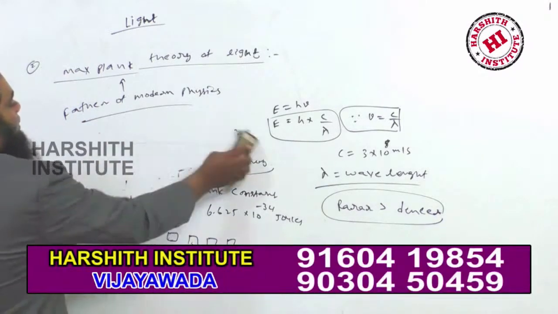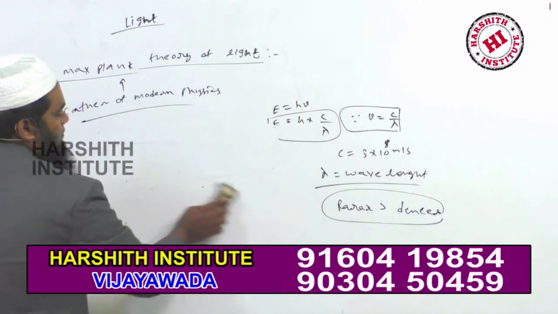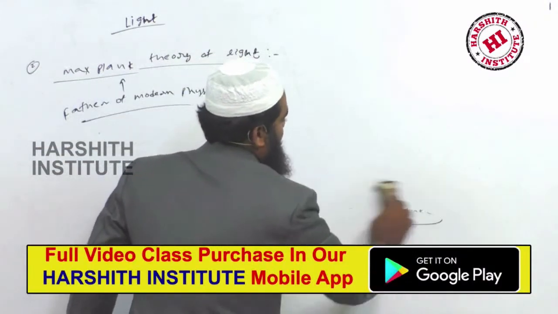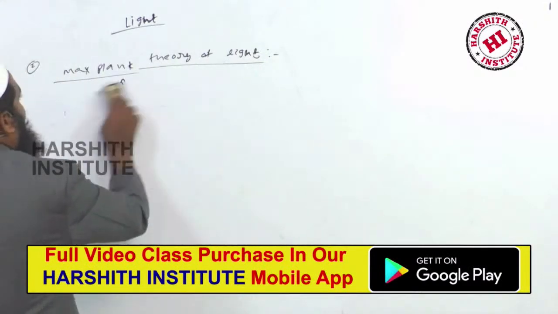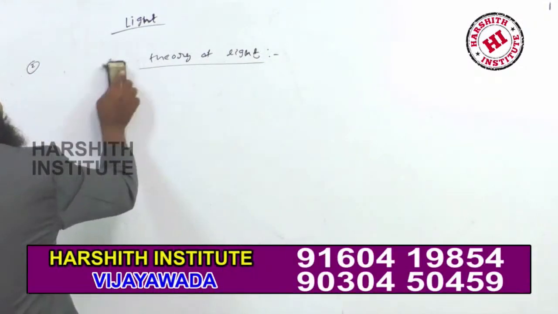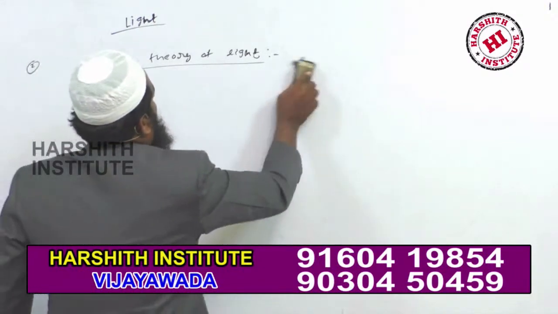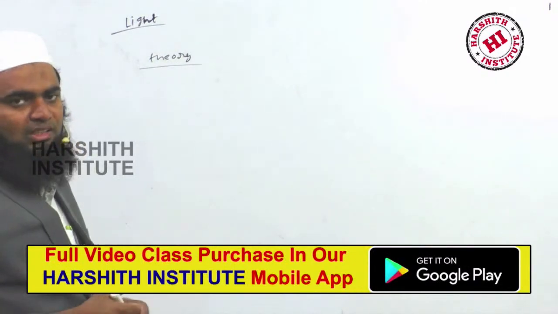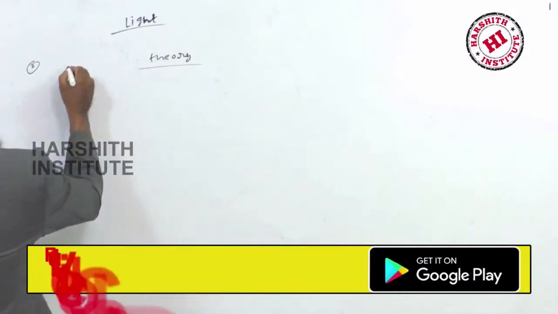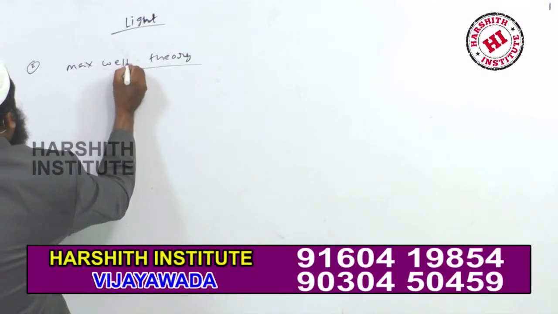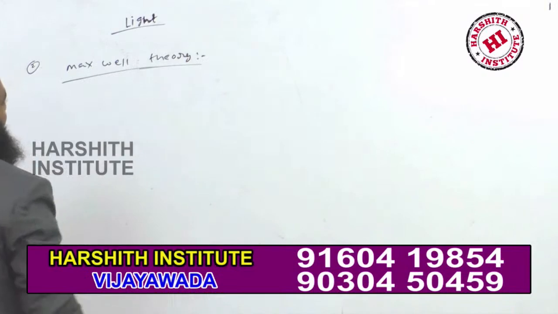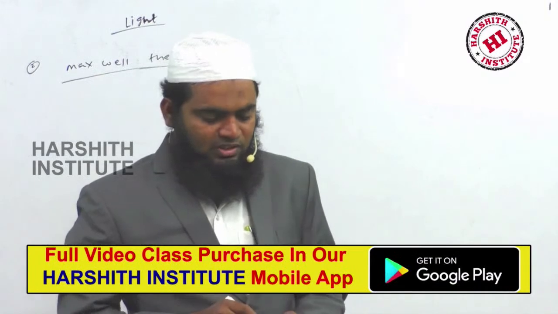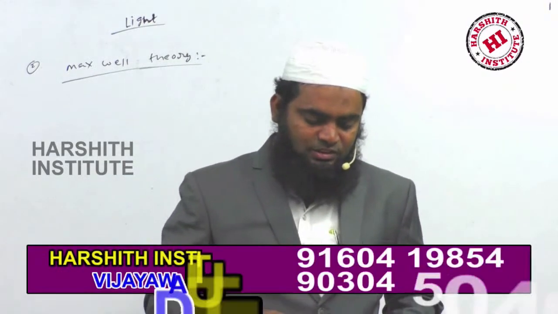Okay, now discussing the fourth theorem. The fourth theorem will be the Maxwell theorem. This is the fourth scientist, who gives the information about the Maxwell theory of light. This is the fourth theorem, explained by Maxwell.